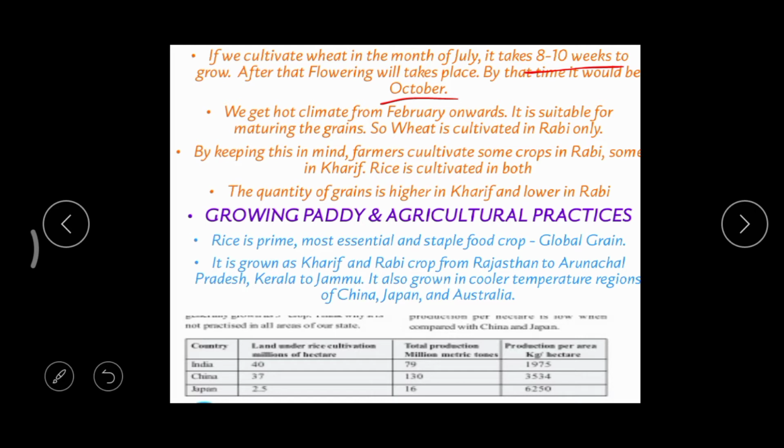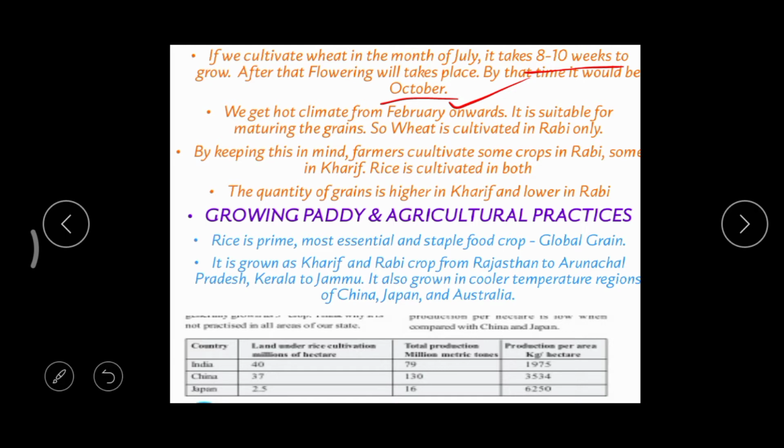October means it's the beginning of our winter season. Okay. So we get a hot climate from February onwards. So in October, this flowering will be more, and later this flowering will be converted into what? Into the fruit, that is, into grain. So this grain formation occurs by the month of February.